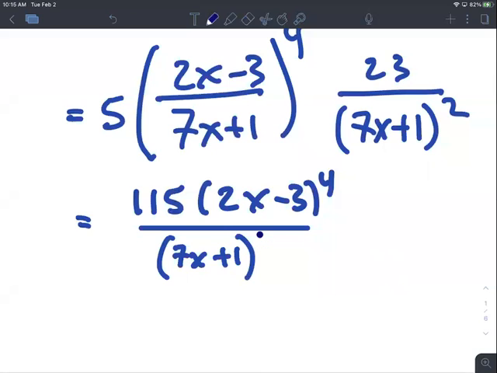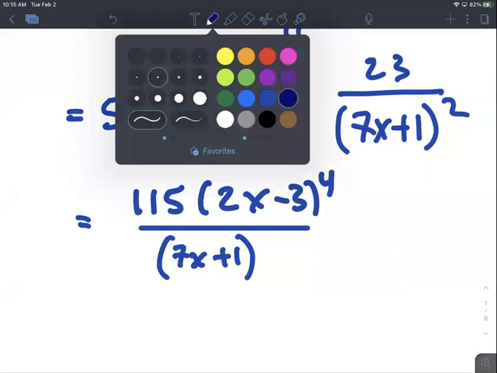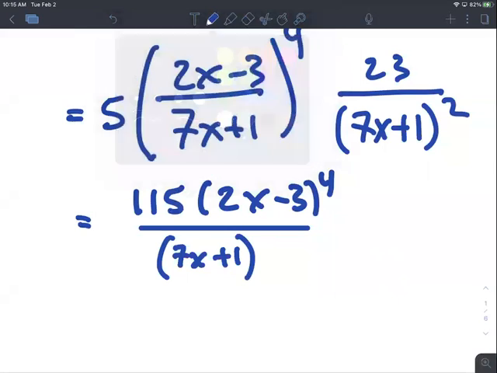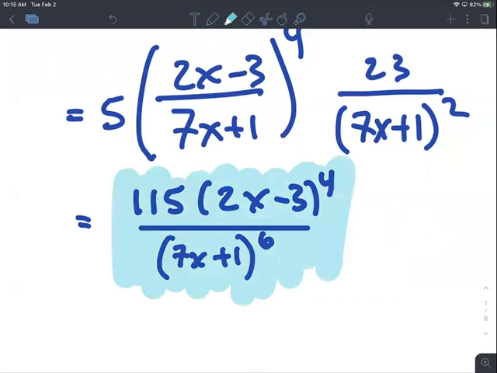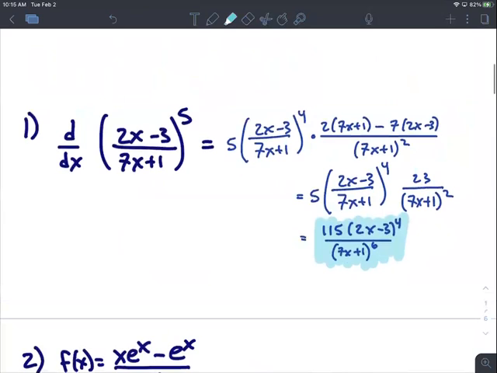Whoa. Make it look reasonably right. Okay. Okay, questions about number 1?